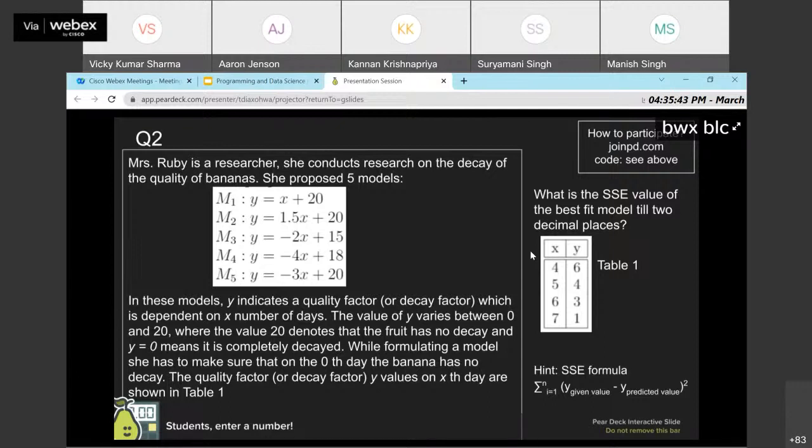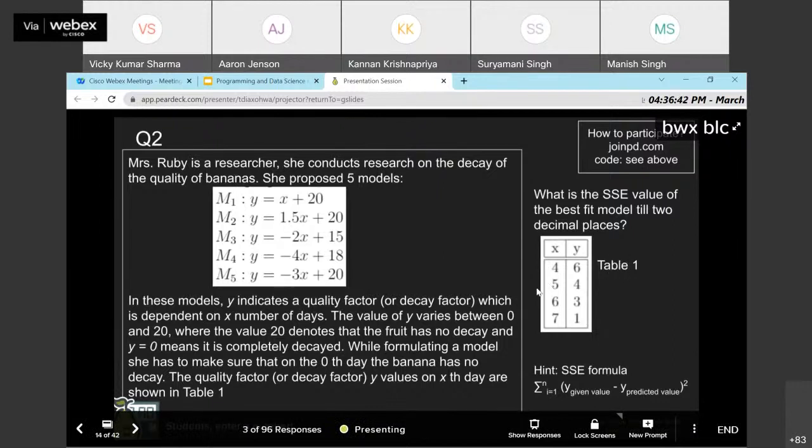In this description you can see that in this model y indicates the quality factor or decay factor, which is dependent on x number of days. The value of y varies between 0 to 20, where the value 20 denotes that the fruit has no decay. That means if y equals 20, the fruit has got no decay. So on the 0th day the banana was not decayed, but as the number of days increases, the quality starts decreasing. So while formulating a model, she has to make sure that on the 0th day the banana has no decay, in the sense it has to be 20. The quality factor y values on the xth day are shown in table 1.